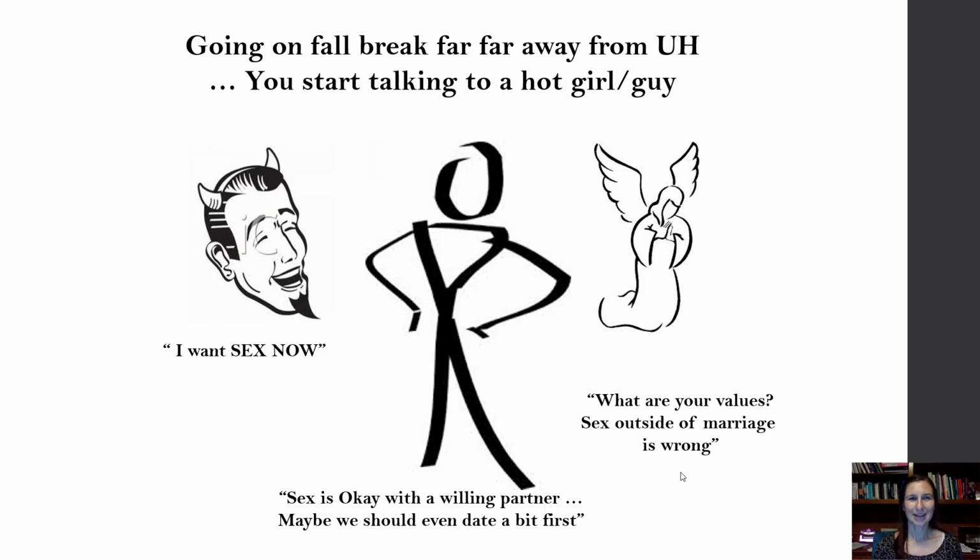So you can see that the id is that immediate gratification, you want it now. The superego is that moral compass, no, sex outside of marriage is wrong. And the ego tries to balance those out. So sex is okay with a willing partner, or sex is okay, but maybe we should date first. So you see that in between. The ego is really trying to balance itself between the id and the superego.